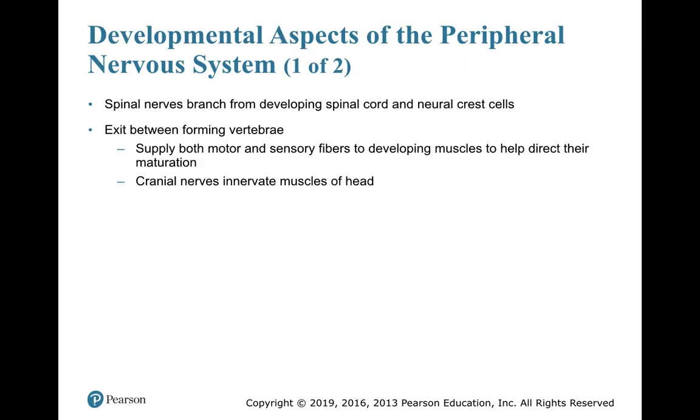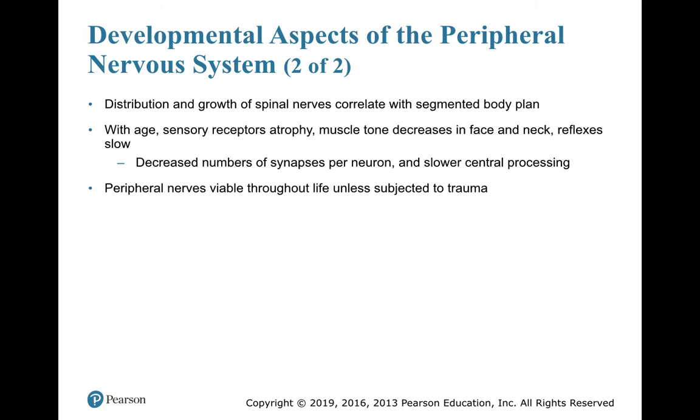All right, so wrapping it up, developmentally, spinal nerves branch from the developing spinal cord and neural crest cells. They exit between forming vertebrae, supplying both motor and sensory fibers to developing muscles, and help direct their maturation. The cranial nerves innervate the muscles of the head. Distribution and growth of spinal nerves correlates with the segmented body plan.